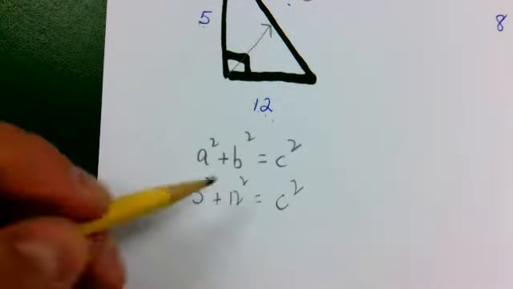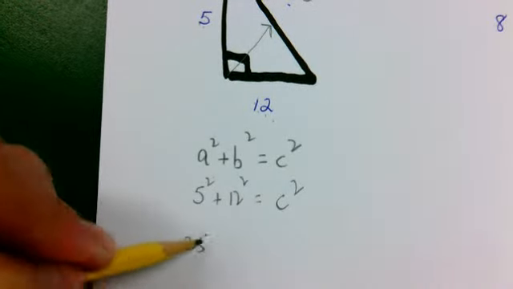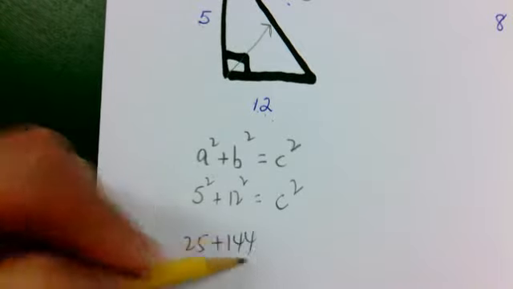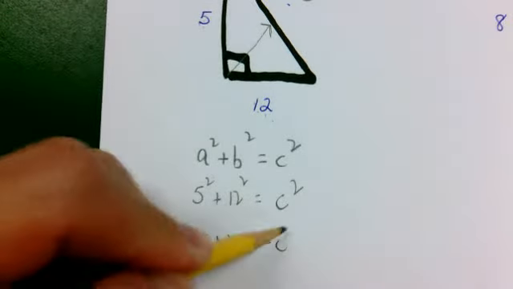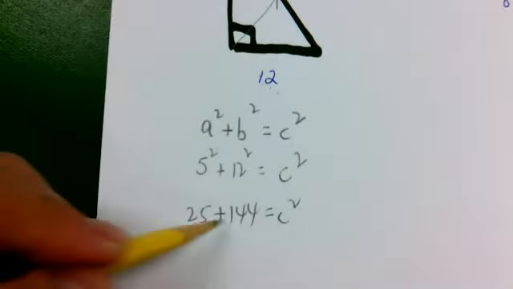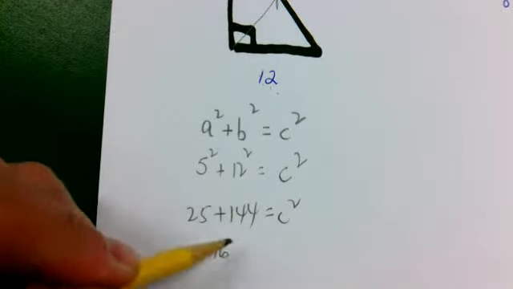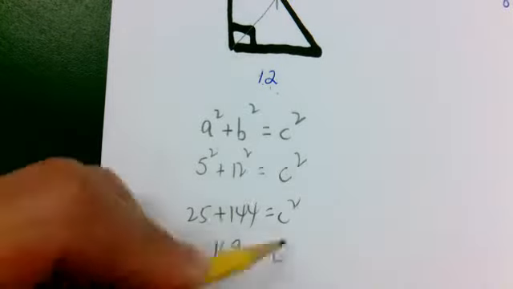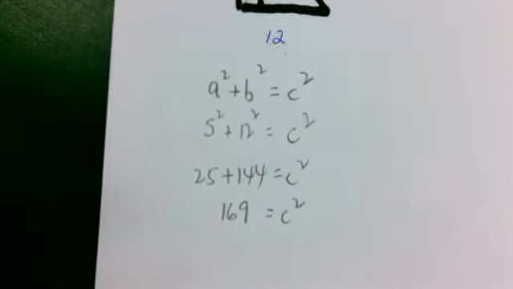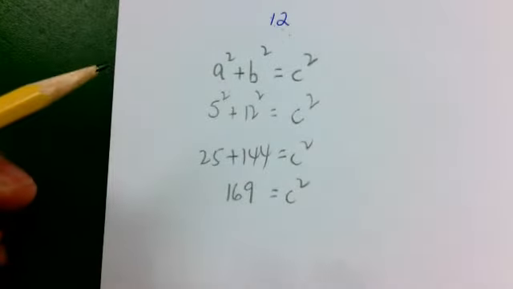and you just keep working through all the intermediate steps. You can use a calculator, or if you're just good enough, you can avoid using the calculator. So 25 plus 144 equals c squared. You're going to add these two since they're on the same side. 169 equals c squared.